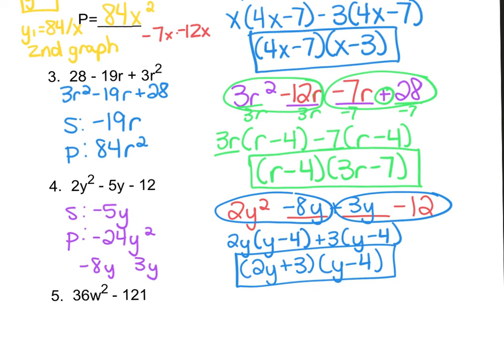So the sum was negative 5y, the product was negative 24y squared. I came up with negative 8y and 3y that went in my blanks. I grouped them. I pulled out the GCF for each group, and I came up with 2y plus 3 times y minus 4.